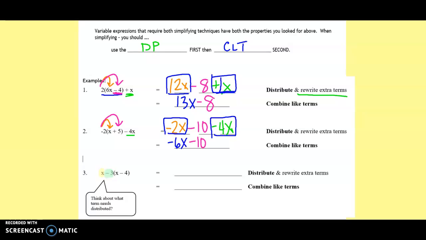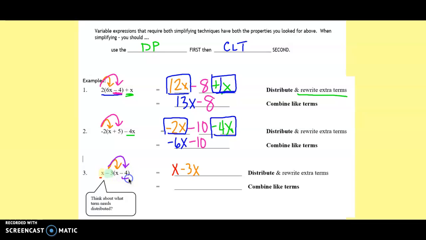So we're going to first take a look at just rewriting what we don't need. So this x term, it's just kind of a lone term out there. You don't need to do anything with it yet. That's my rewriting of extra terms. That's not what's being distributed. Then we're going to go ahead and distribute, but we're going to distribute the -3. So -3 times x is -3x. And then if I move on to my second multiplication here, -3 times -4.